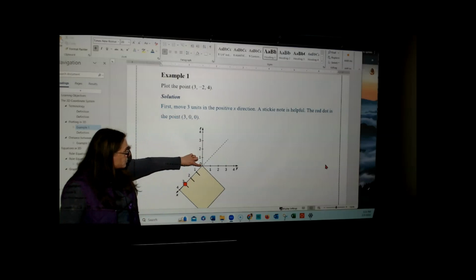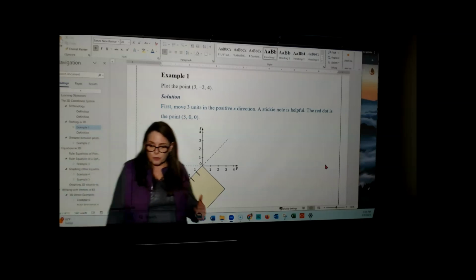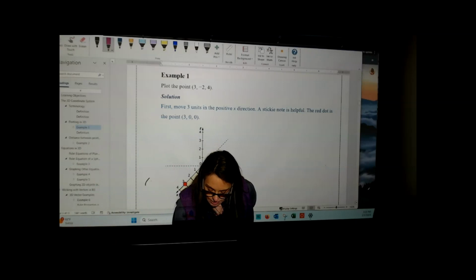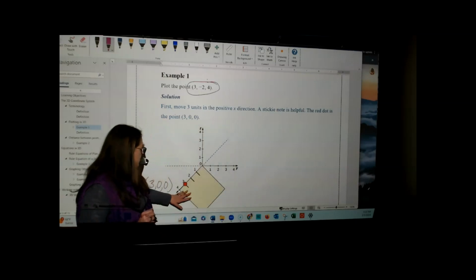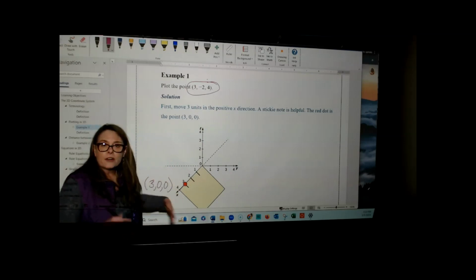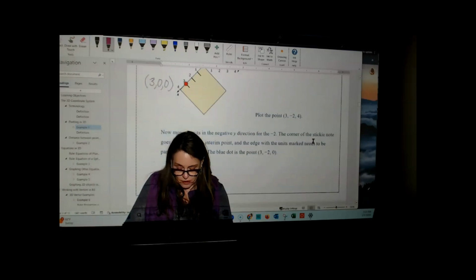All right, but in a 2D system, we go along here. This point right here is actually the point 3, 0, 0. So this point right here is an interim point, 3, 0, 0. Now that's not what I want to be plotting. I want to be plotting that, but this is an interim point. So I can make a mark there, like maybe an X or something. I used a red dot to help track it.